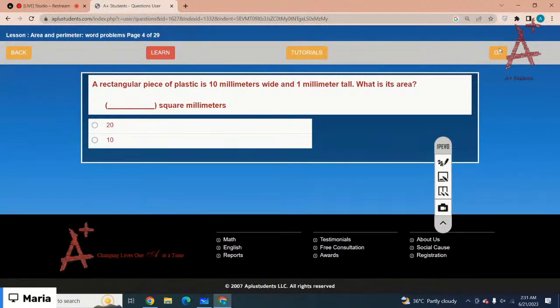Okay, a rectangular piece of plastic is 10 millimeters wide and 1 millimeter tall. What is its area? That's the one we did in the tutorial. So the correct option is 10 times 1, which is 10. The correct option is 10.